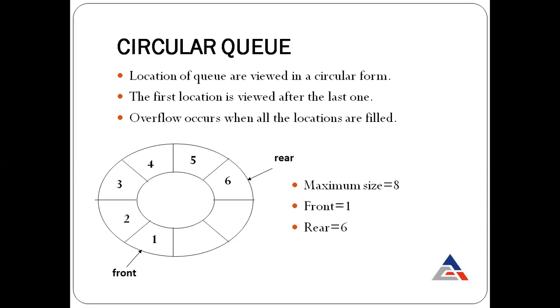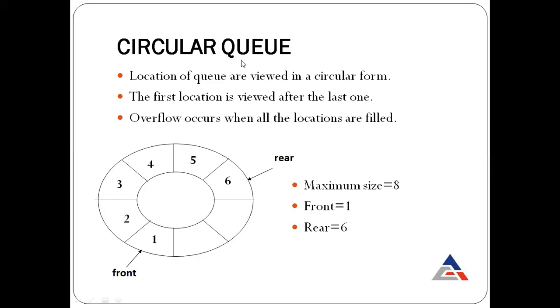Next, the topic we're going to start is the circular queue. So what is a circular queue? Locations of the queue are viewed in a circular form. So you can see the image. The first location is viewed after the last one.